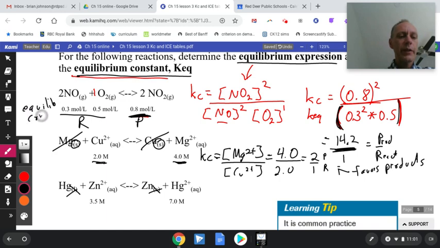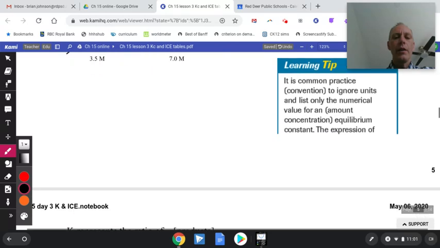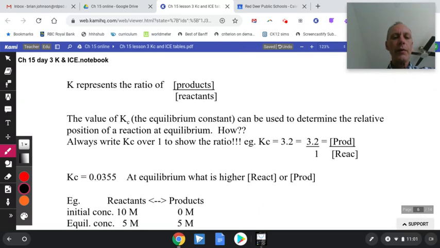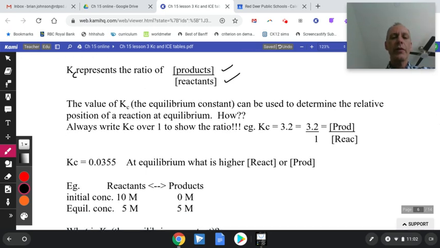Okay, a little more theory for you. I've already said that Kc is a ratio of products to reactants. You can use this to determine the relative position of a reaction at equilibrium. As I've said, always write it over 1. So when you calculate the value, you just get a single number, turn it into a ratio, and then beside it put P over R. And then you can tell me very quickly what's favored, products or reactants.